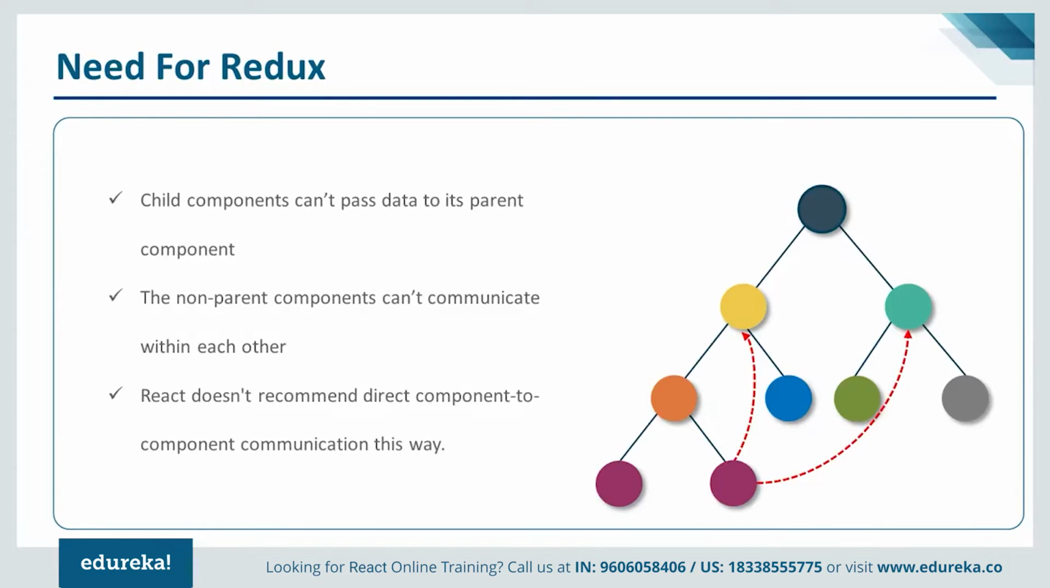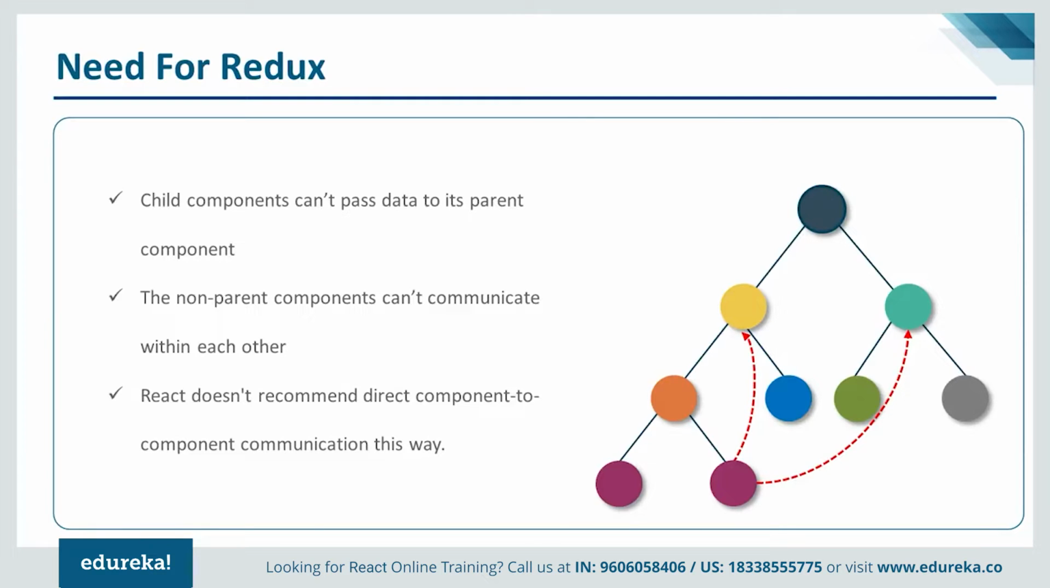So one huge implication of one-way, or unidirectional, data flow is that your data store is not touched by your view at all. So the data is always flowing in a unidirectional fashion, which means the child components cannot pass data to their parent component. For example, if this is the child component, its parent is this and its parent is this. Now if this child component wants to send data to its parent, it cannot do so using React.js.